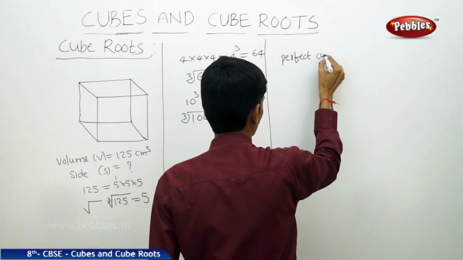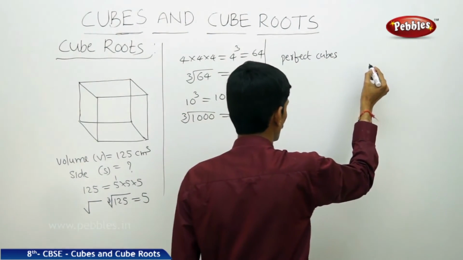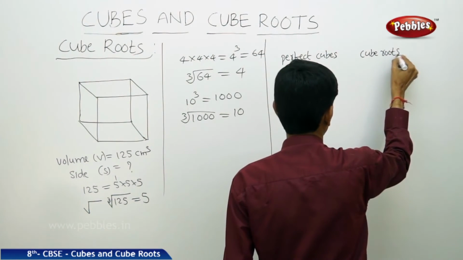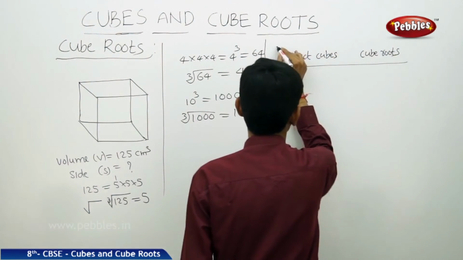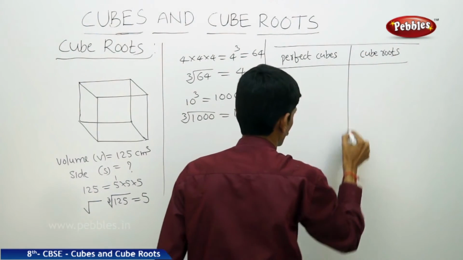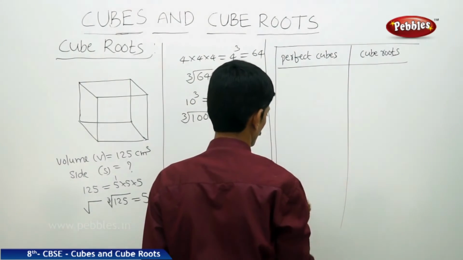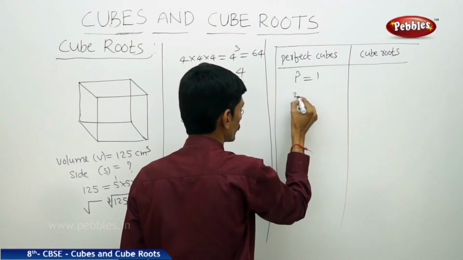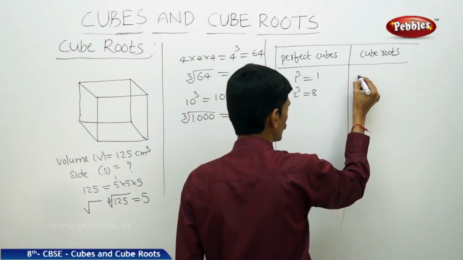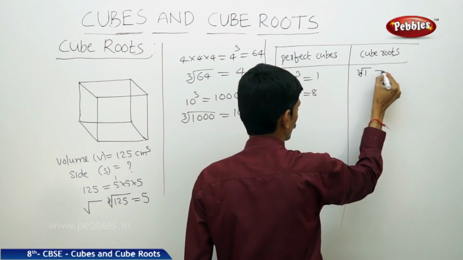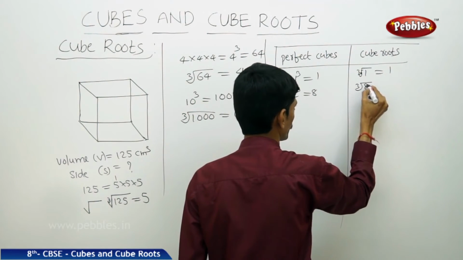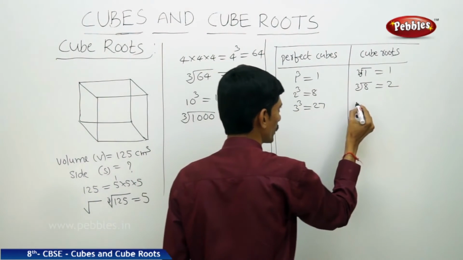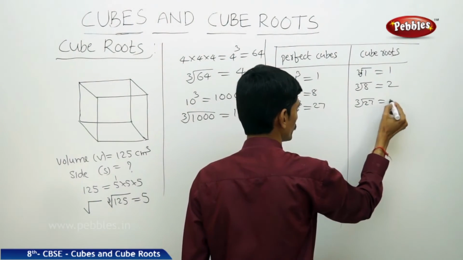Here you will take perfect cubes, and in the next column you will take cube roots. So we know that 1 cube equals 1, 2 cube equals 8. So we can write that cube root of 1 equals 1 and cube root of 8 equals 2. Then 3 cube is 27. So you can write that cube root of 27 is 3.